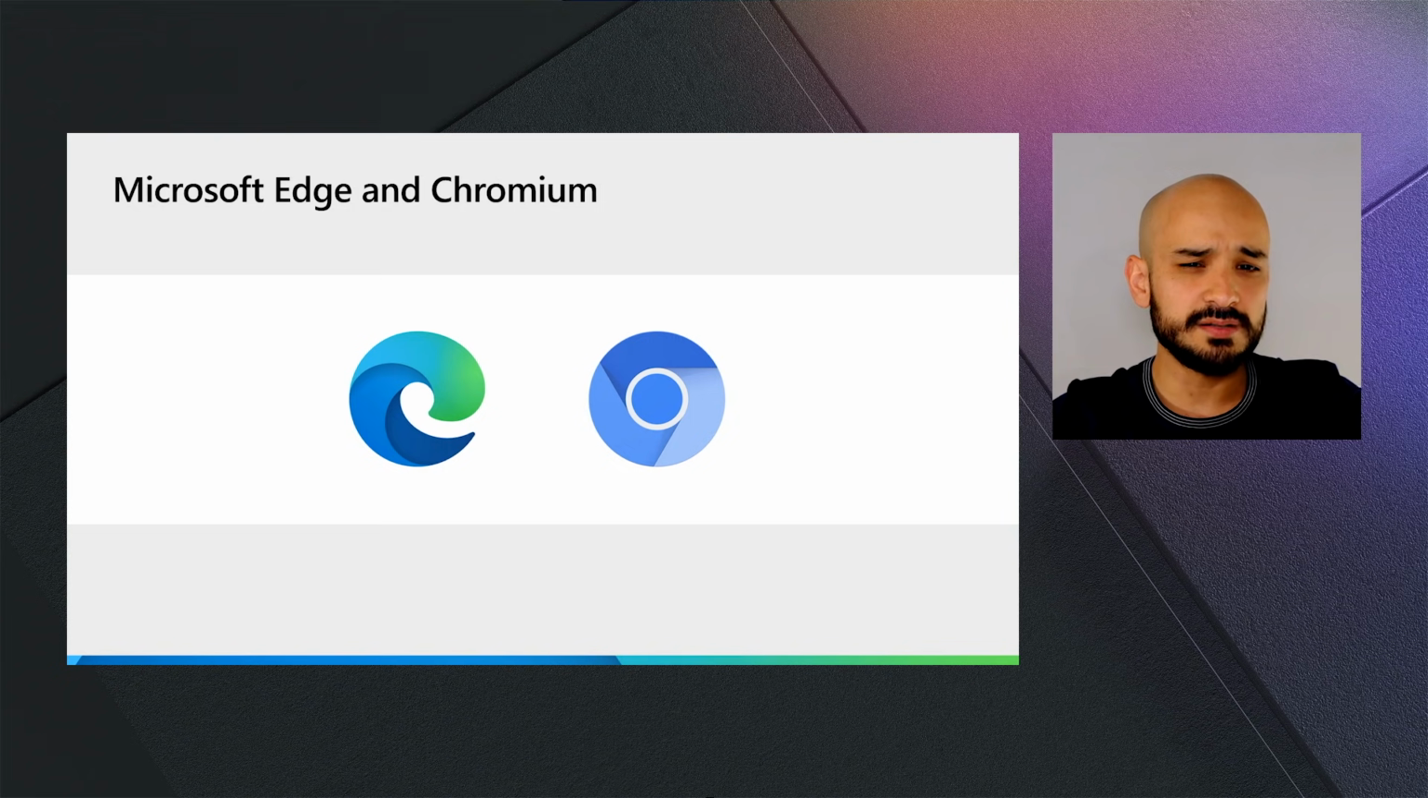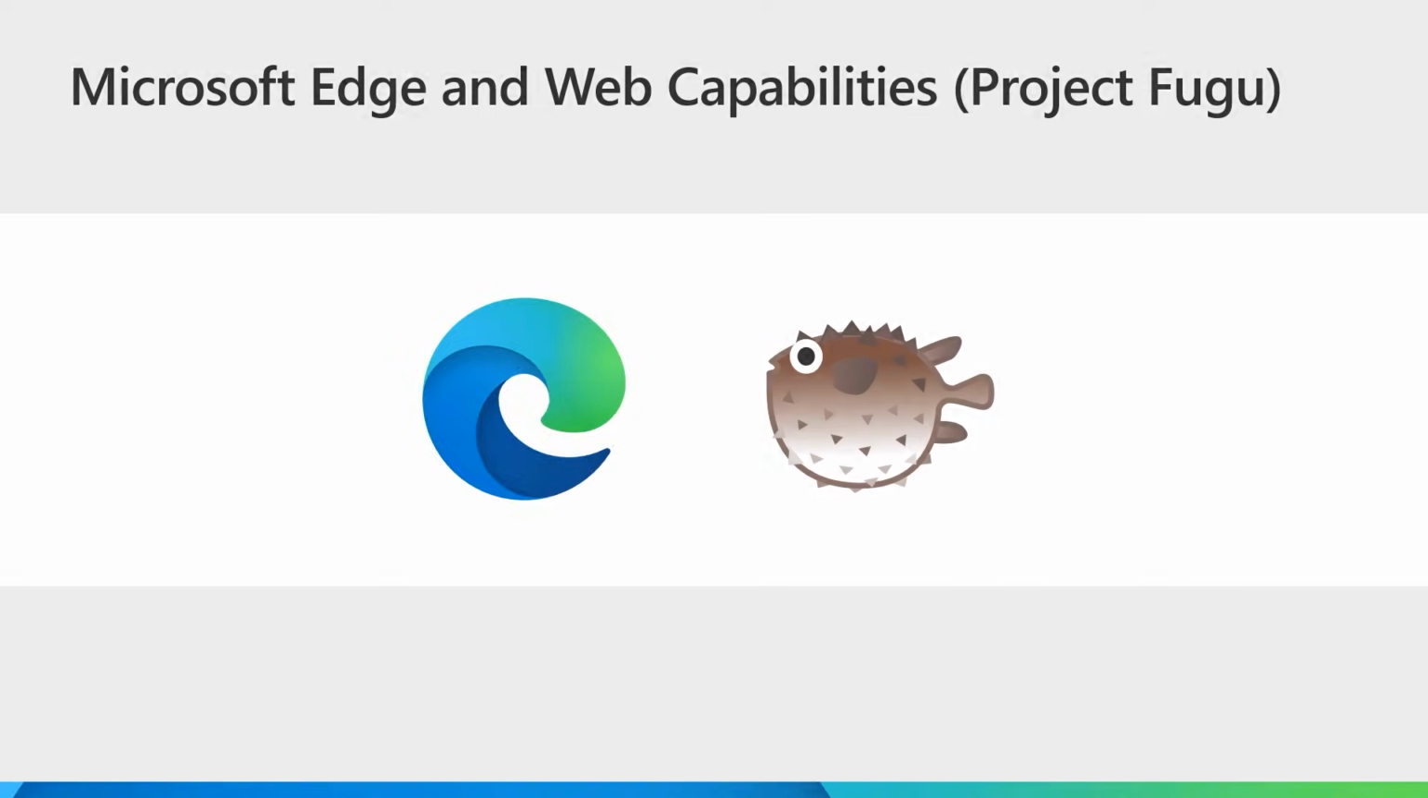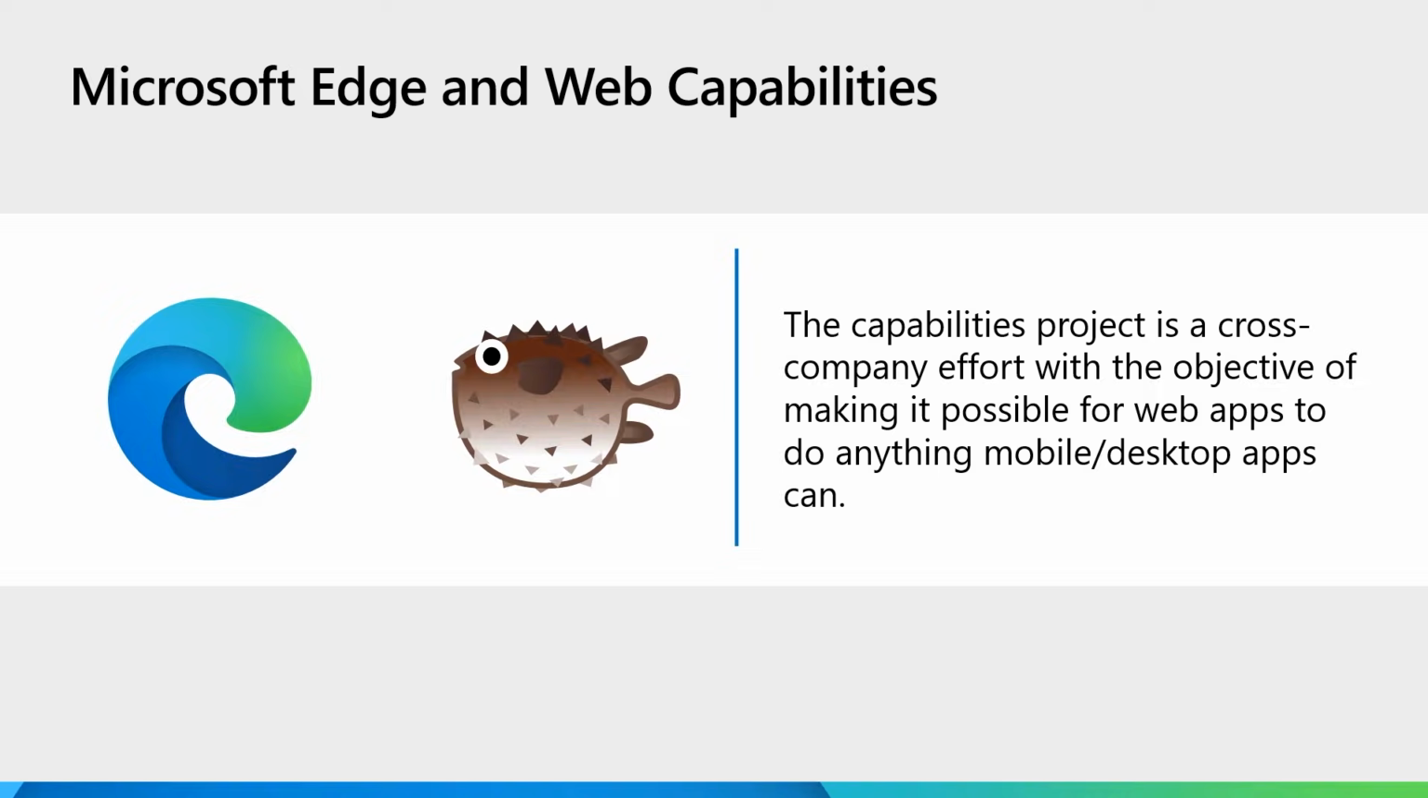And this means that PWAs also run on a Chromium-based host, bringing the same level of compatibility to them and some benefits for running them on Windows. Some of these benefits allow for more capabilities to your web apps. And yes, we're talking about web capabilities, which is commonly known as Project Fugu. The Capabilities Project is a cross-company effort with the objective of making it possible for web apps to do anything iOS, Android, or desktop applications can by exposing the capabilities of these platforms to the web platform while maintaining user security, privacy, trust, and other core tenets of the web.